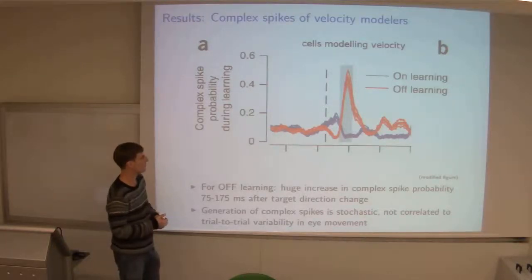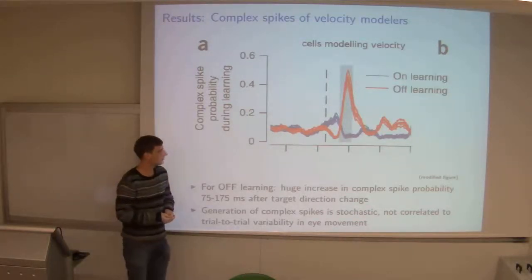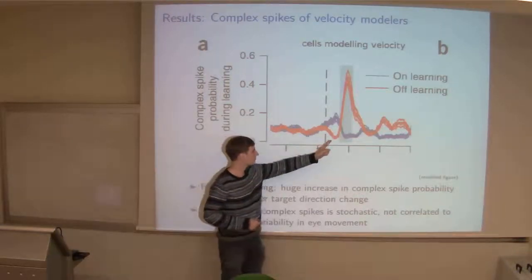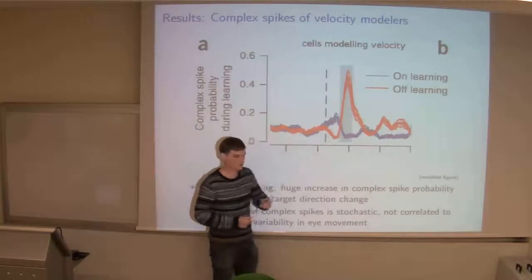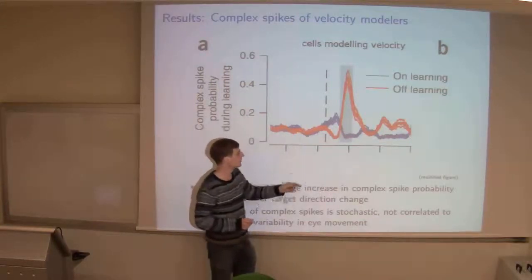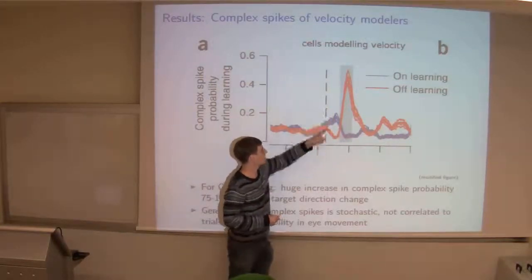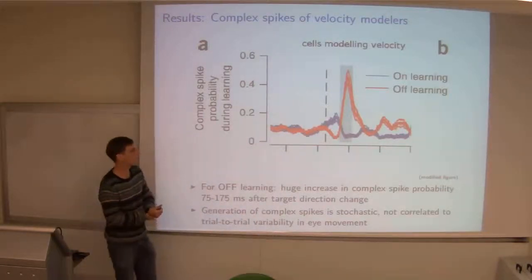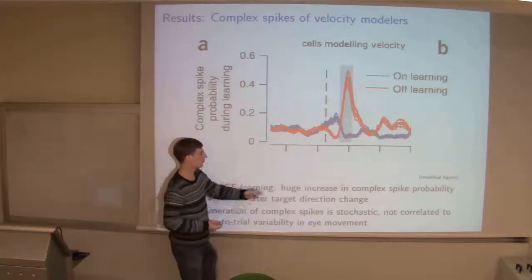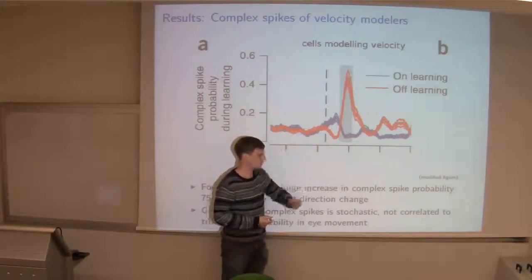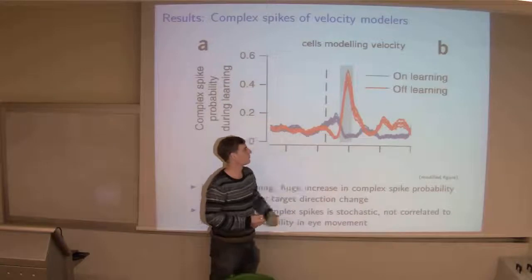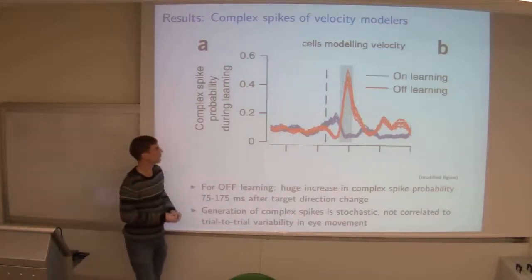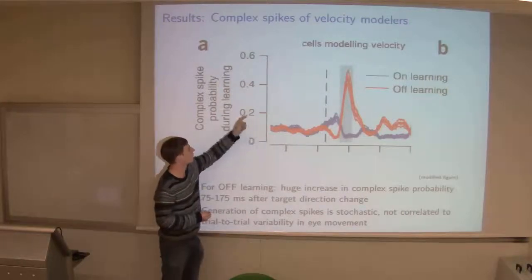Here you see the probability of complex spikes over the time course of the experiment. This is the time point where the target that they have to track changes direction. And this is the probability. On the y-axis you see the probability of complex spikes. Let's look only at off-learning. You can see that shortly after the change of motion direction of the target, the probability of complex spikes increases very much. So the probability goes from 0.1 to 0.5.